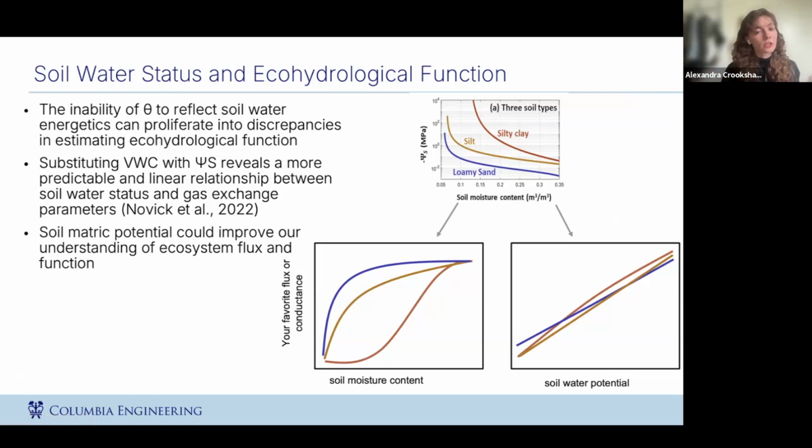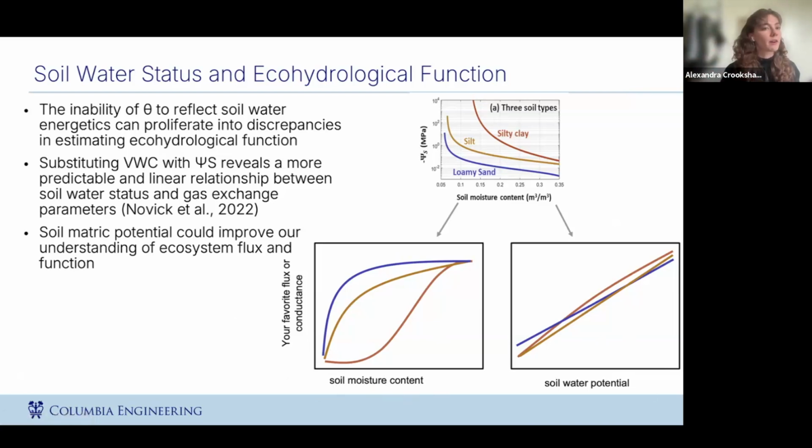Some preliminary research done by Kim Novick, my old mentor, found that when we substitute soil matrix potential instead of soil water content in a relationship of, she said, your favorite flux or conductance.